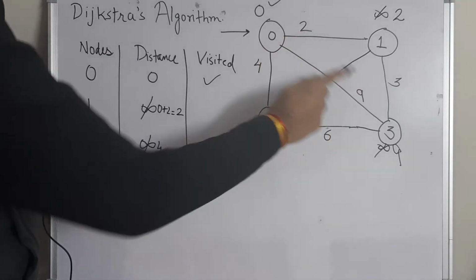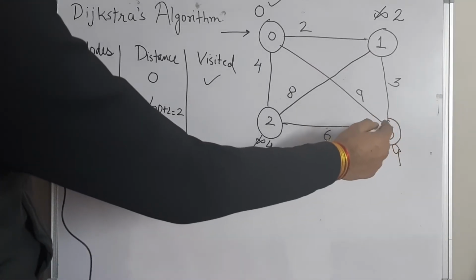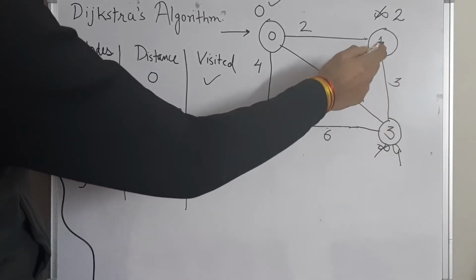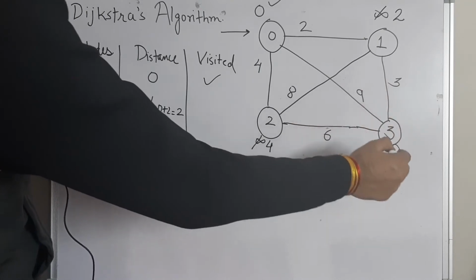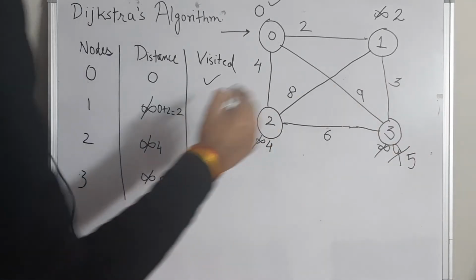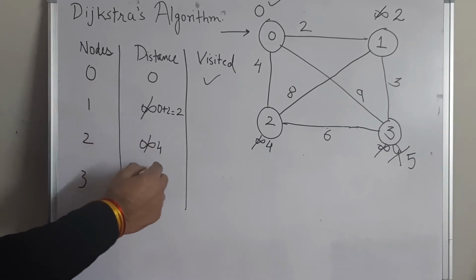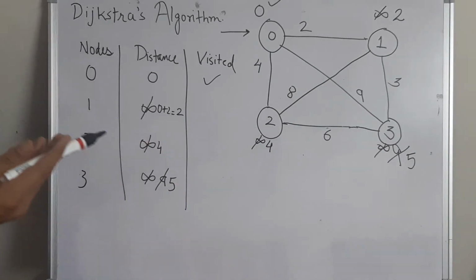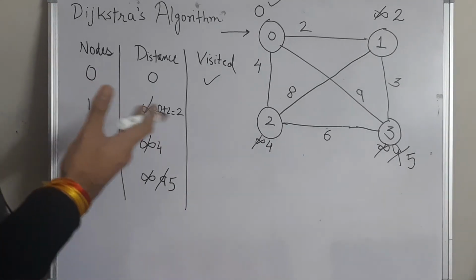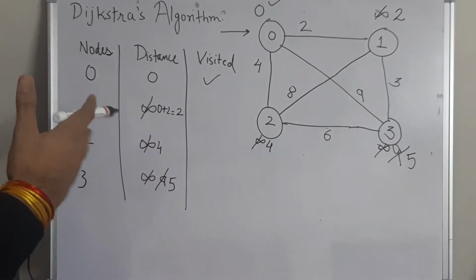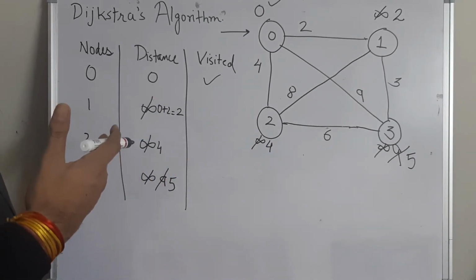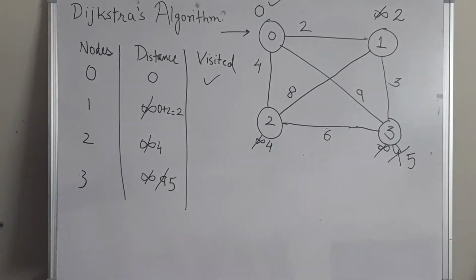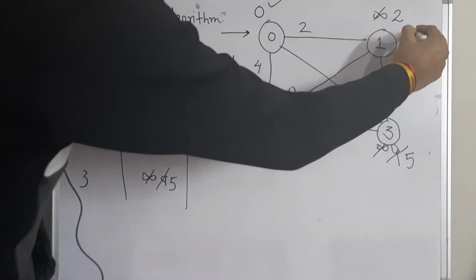Now we will check for 1 to 3. The weight of 3 is 9, but the weight of 1 plus the weight between 1 and 3 becomes 5, which is less than 9, so we will make an update here. Also, we do not need to take care of the parent vertex, because we are not interested in calculating the parent of the given vertex. We are only interested in calculating the shortest path from a given vertex, so it is 5. So we have explored the first vertex.